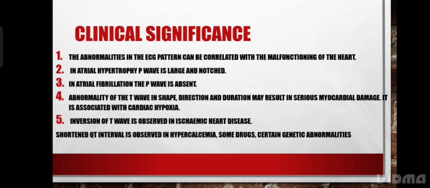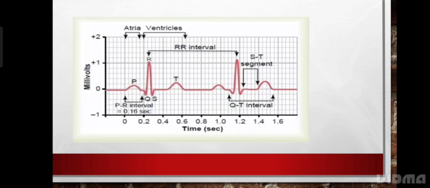Fourth, abnormality of the T wave, sharp, elevated and prolonged duration, may result in serious myocardial damage. It is associated with cardiac hypoxia. Fifth, inversion of T wave is observed in ischemic heart diseases. Shortened QT interval is observed in hypercalcemia, some drugs, and certain genetic abnormalities. The whole explanation of the ECG and the short diagram represent the ECG, normal heart ECG.